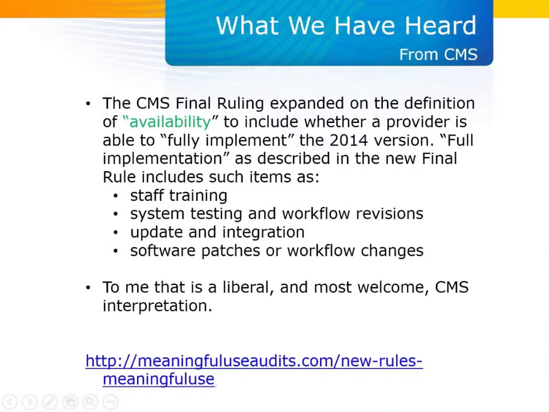I got this from the Meaningful Use Audits Company. If you're not a member of that, providers can join the Meaningful Use Forum for free. They've got some really good education sessions. But their definition of availability is to include if the provider is not able to fully implement the 2014 version. And this is what they describe as not fully implemented: staff training, system testing, workflow, updates and integration, software patches, or workflow changes. You notice a lot of it goes back to that 2014 version of your system.